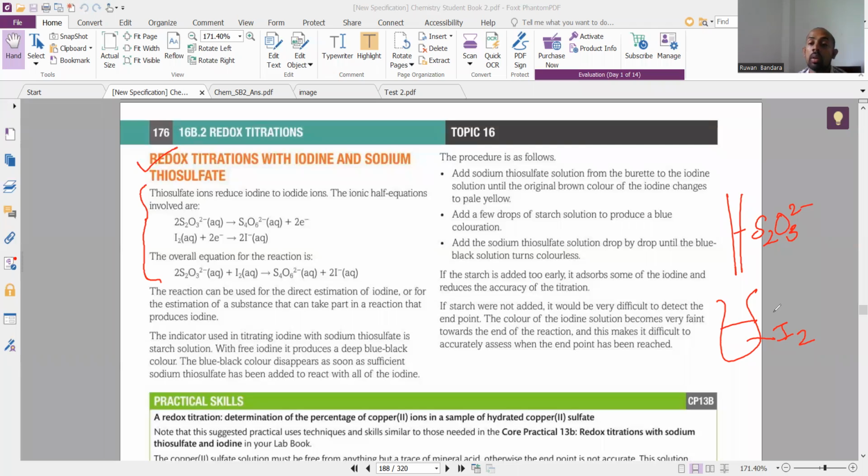So I'll show both the calculations. Important. Indicator for this titration is starch solution.